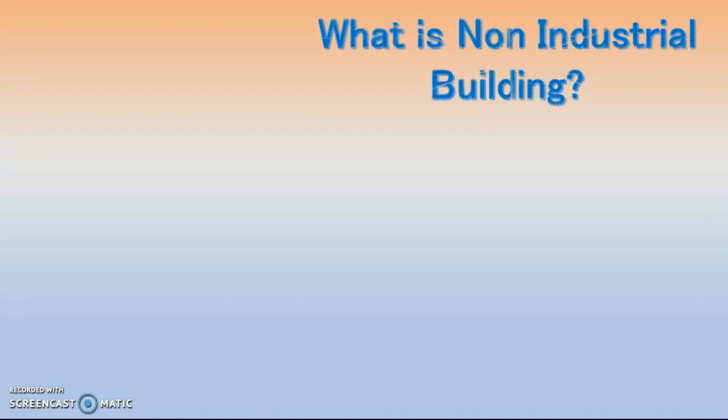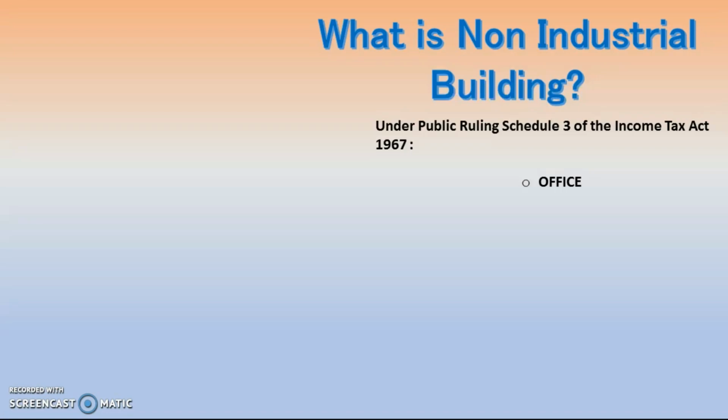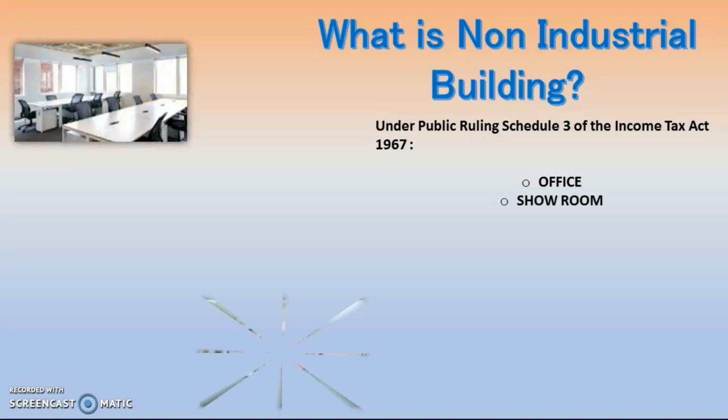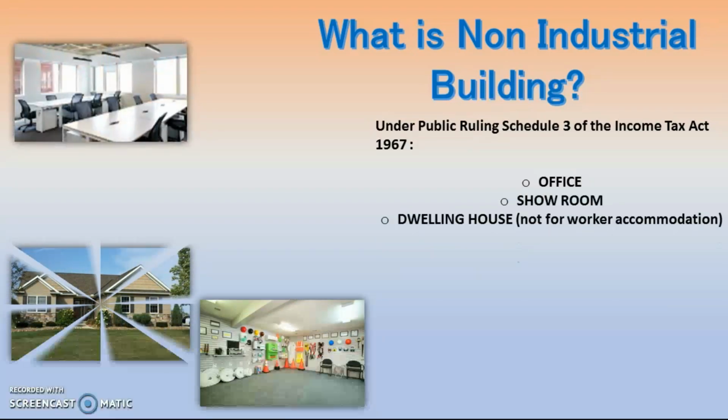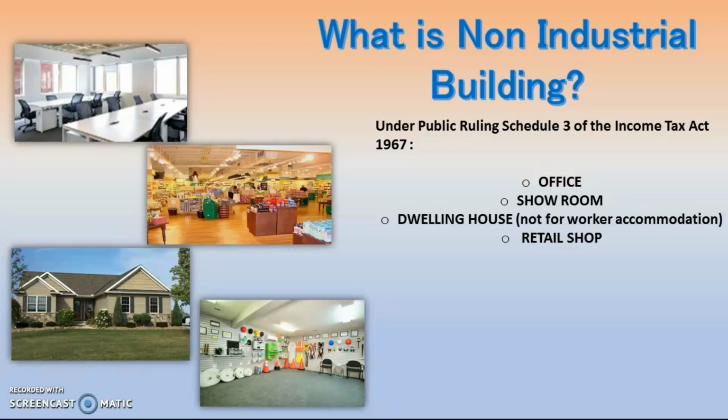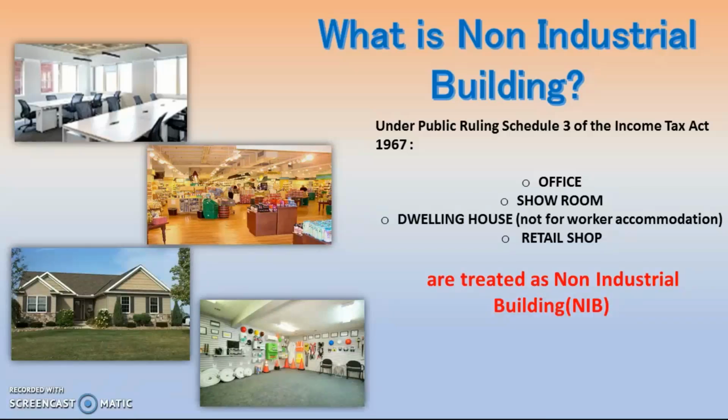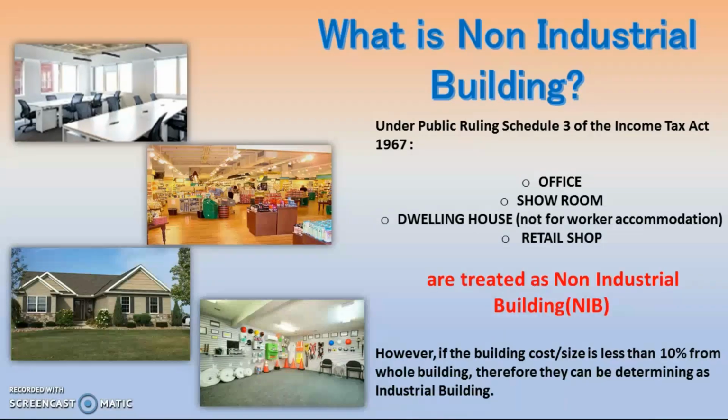Okay, so what about non-industrial building? Under Public Ruling Schedule 3 of the Income Tax Act 1967, it was said that office, showroom, dwelling house not for worker accommodation, and retail shop are treated as non-industrial building (NIB). However, if the building cost or size is less than 10% of the whole building, therefore they can be determined as industrial building.